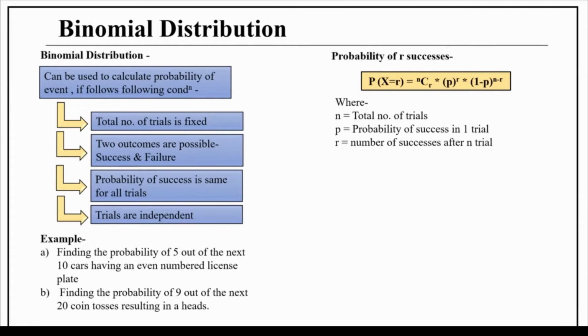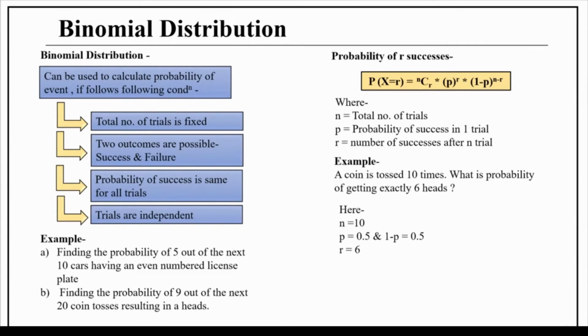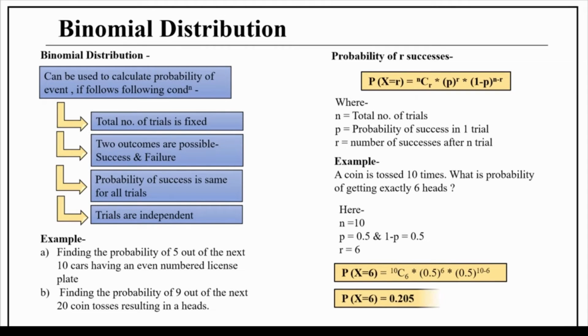Now let's take an example to understand it. Question is, a coin is tossed 10 times. What is the probability of getting exactly 6 heads? Here n is 10, small p is 0.5 because in a trial probability of getting head is 1 by 2, that is 50%, and small r is 6. Putting all values in formula, we will get 0.205.